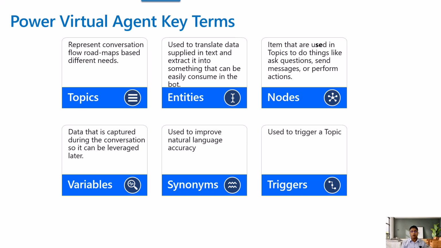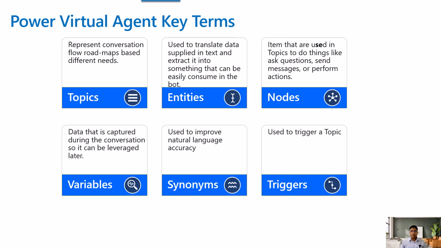Then nodes. Nodes are the steps whenever a conversation starts and ends, where there are certain activities: you ask a question, and the chatbot responds to it. So all these step-by-step activities are called nodes in the Power Virtual Agent. Every node represents some activity. Then there are variables, which are used to store values.